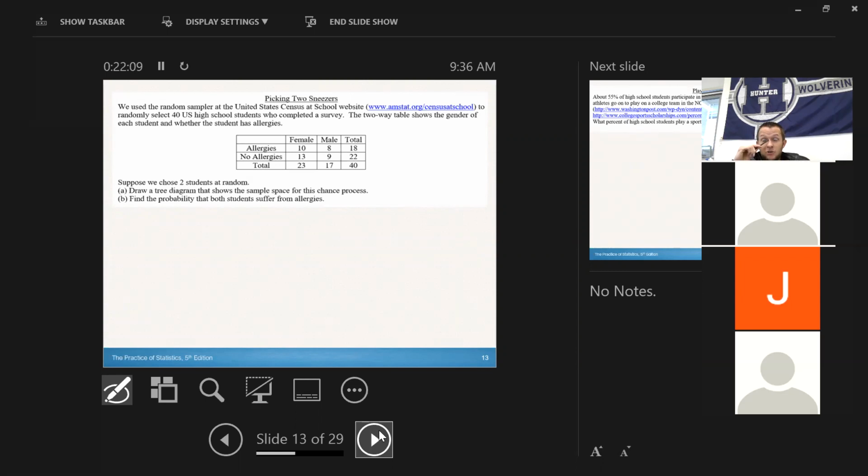This is called picking two sneezers. And what we mean by that are two people who have allergies, which means they sneeze a lot. Sneezing is so taboo in today's society. It's so crazy with this pandemic. It's like if you sneeze, someone's going to do bad things to you.